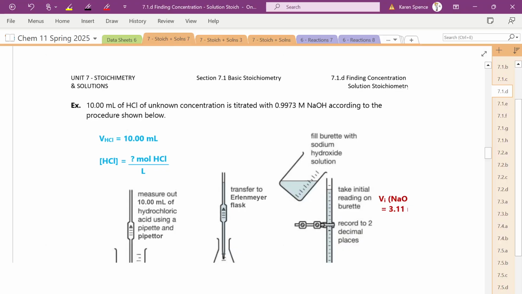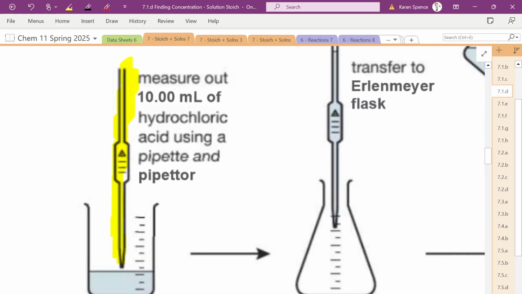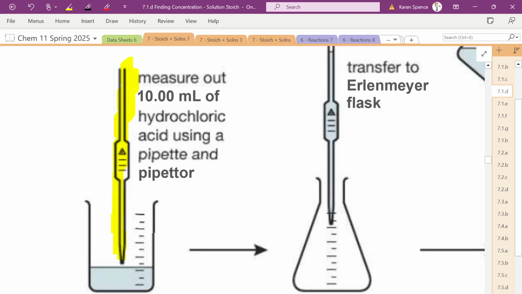So here's a picture of what's happening. We have 10 milliliters of HCl. Here it is. We put it into our pipette and the pipetter.